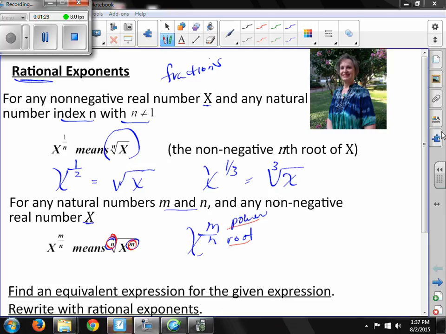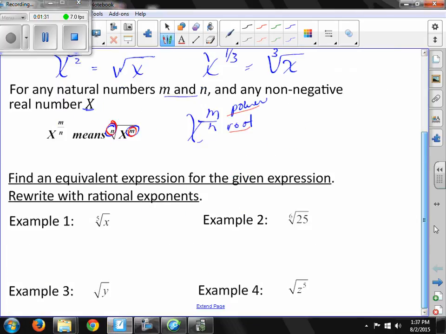Find an equivalent expression for the given expression. So we have the fifth root of x, and the root is a 5, and the exponent is understood to be a 1, so we'll have x to the 1/5 power. The sixth root of 25, the exponent is understood to be 1, so we'll have 25 to the 1/6 power.